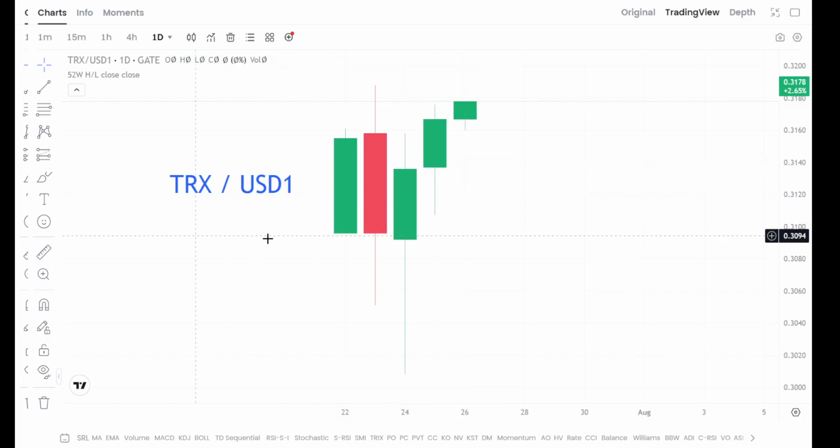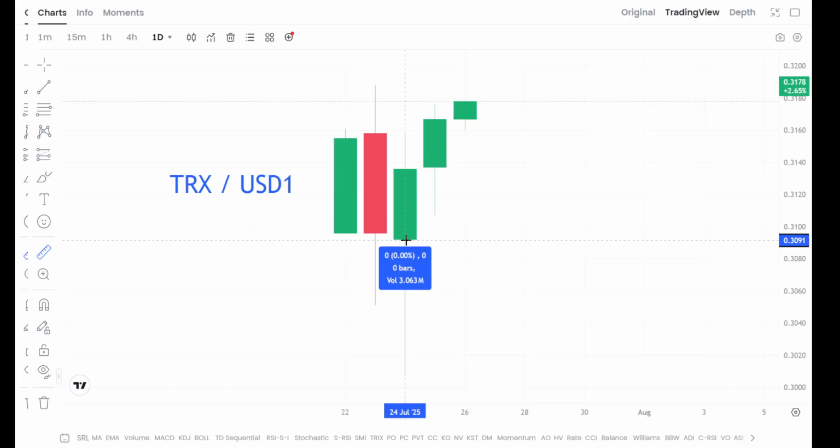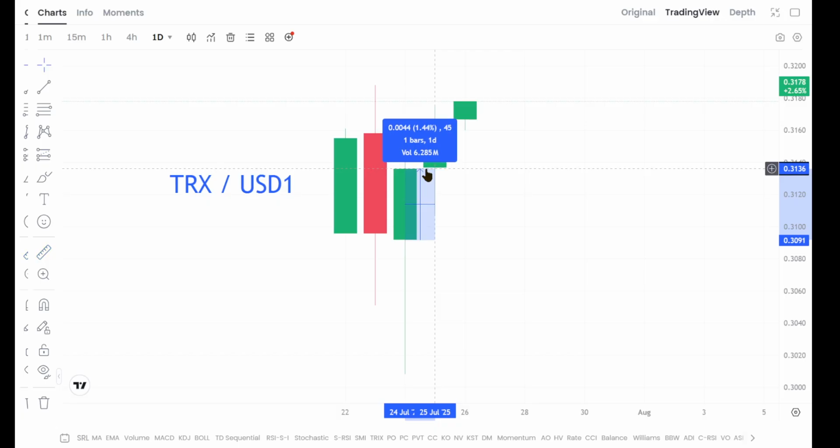So let's read the next candle. This is the bullish candle. It is 24 July 2025. On that day, the market price of TRX was opened at 0.309 USD1, and market price went up, and was closed at 0.3136 USD1. And market price has increased to 0.0044 USD1. It is 1.44%. 45 USD1 was the profit in this one day. 6.285 million TRX has been traded.